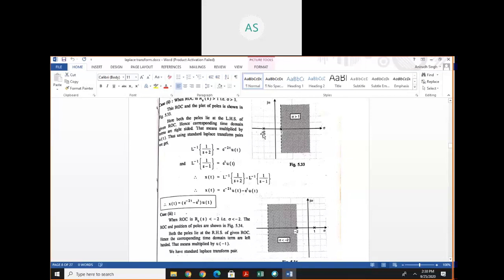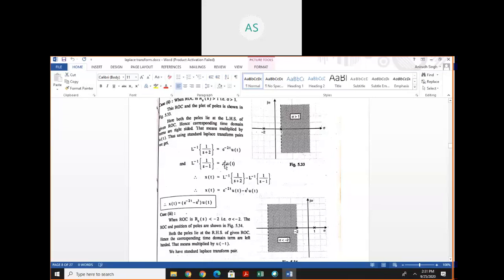Inverse Laplace transform of 1 by s plus a is equal to exponential minus at u(t). And inverse Laplace transform of 1 by s plus 2 is equal to exponential minus 2t multiplied by u(t).